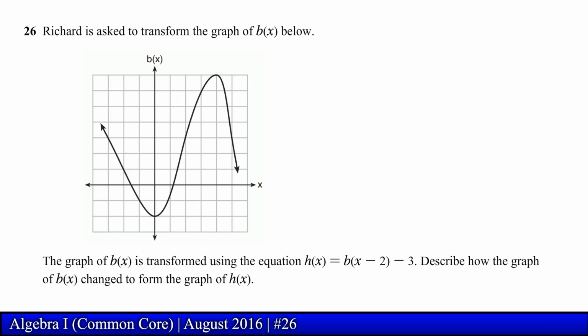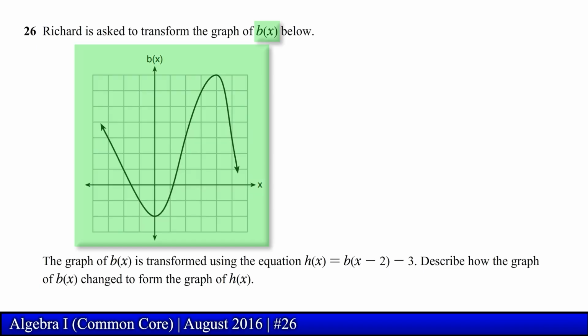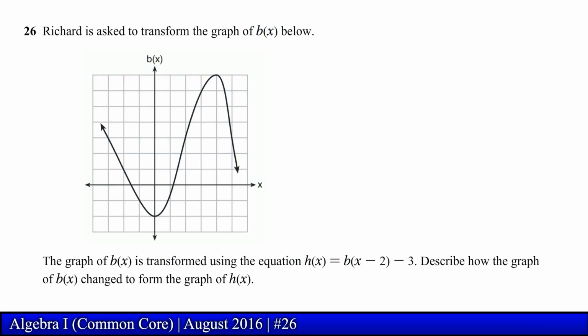In this problem, we are provided with the graph of the function b of x. We are also given a transformed version of the function. We are asked to describe how the original function changed to form the new transformed function. We can solve this problem by analyzing the expression of the transformed function h of x.